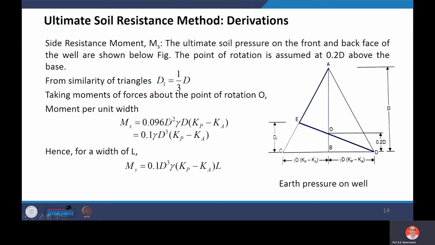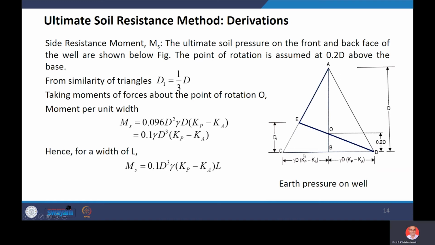Continue with the derivation part: side resistance MS, how to calculate the side resistance MS, and then the friction force MF. For the calculation, first it is assumed in this case that the point of rotation O is at a height 0.2 times D, as shown in this figure. Now when we extend this OD, it cuts at E, and you have D1. D1 is this height, and D is the total depth of the well foundation.